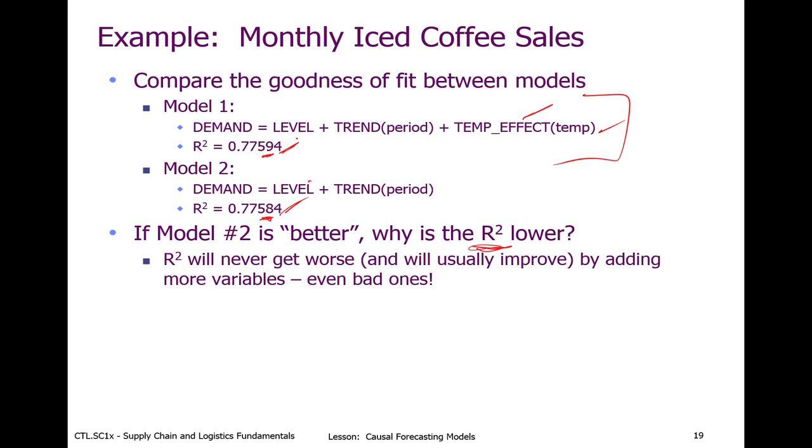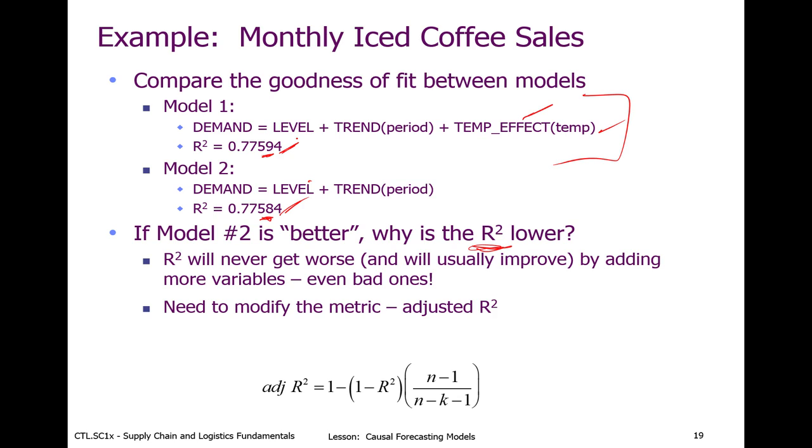Well, the thing is that the r-squared value will never get worse and will usually improve if I add more variables in. So I could throw the entire kitchen sink in there and my r-squared will never get worse. It'll always get a little better because I'm explaining a little bit more. But what you need to do is to modify it, and you need to adjust it to take into account the number of explanatory variables you're using. And that's why we use the adjusted r-squared.